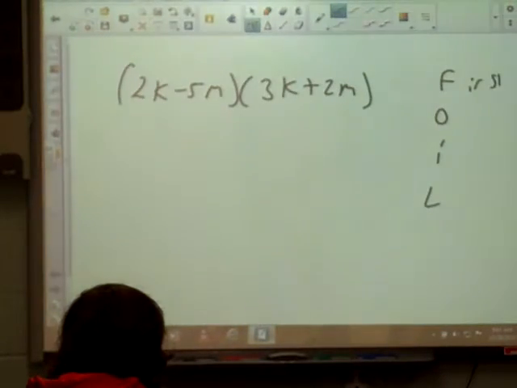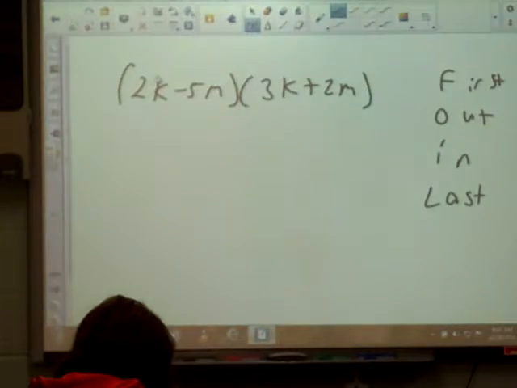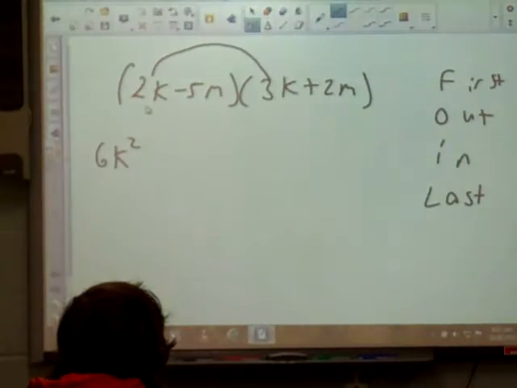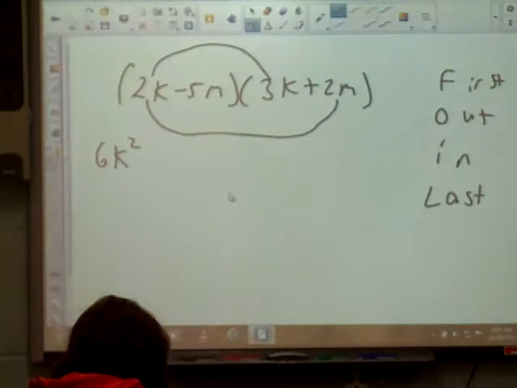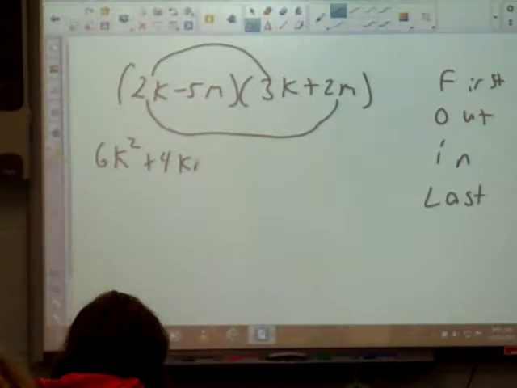Do the first ones, and I'll go through that to remind you of the outer, the inner, and the last. First, the F means the first one in the first parentheses times the first one in the second parentheses. So 2k times 3k, 6k squared. Outer means the outer edges of the two binomials. So it's 2k times 2m. Now you can't add or subtract when they're not like terms, but you can multiply. So that 2k times 2m, 2 times 2 is 4. K times m is just k times m.